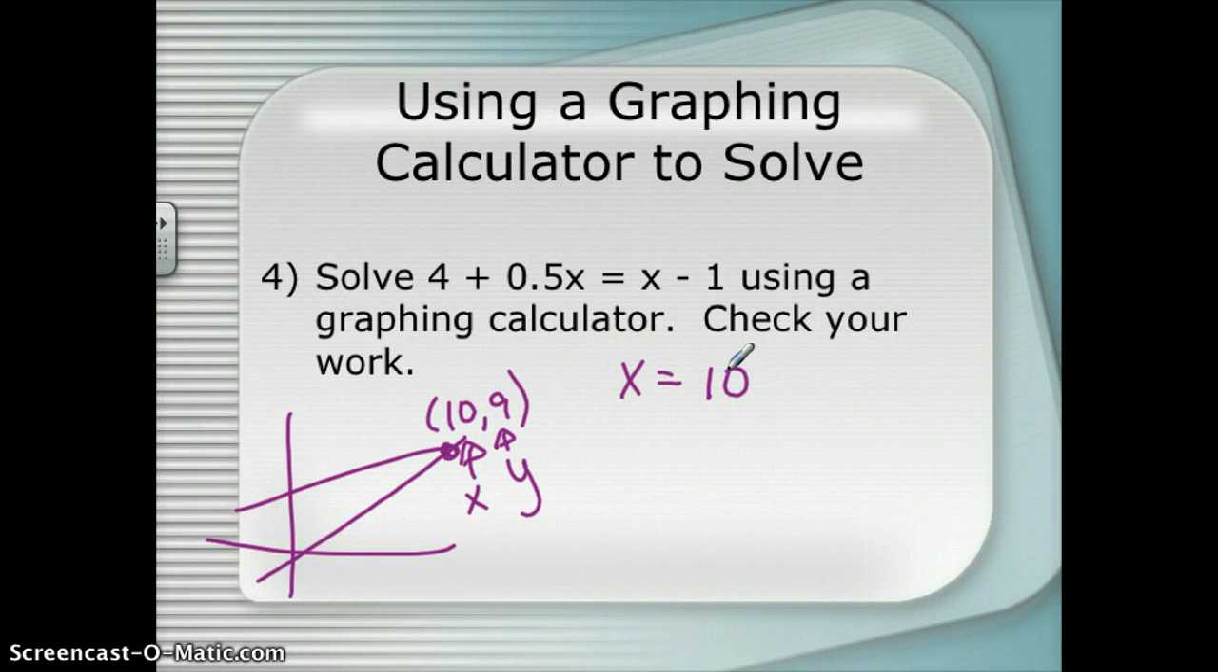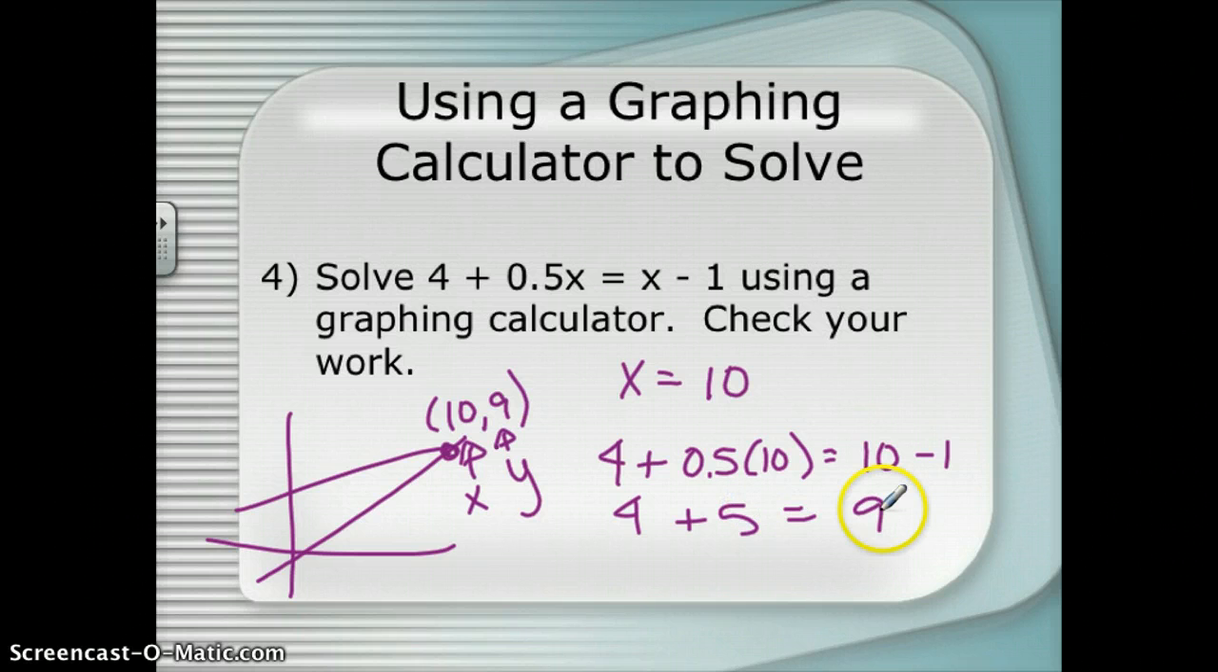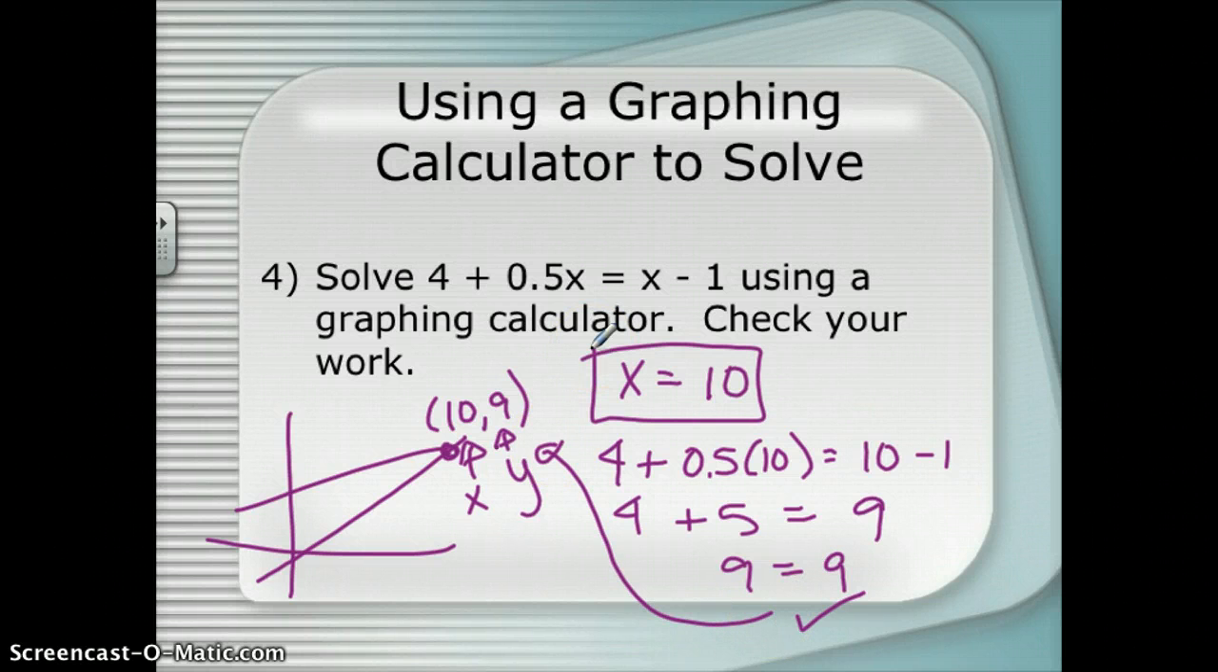I'm going to check it by putting in 10 for x. So I'm going to do 4 plus 0.5 times 10. I want to know if that's equal to 10 minus 1. So I've got 4 plus 5. Is that equal to 9? Lo and behold, it is, which is not surprising. That's what I was supposed to get for y anyway. X equals 10 seems to be my answer using my graphing calculator.